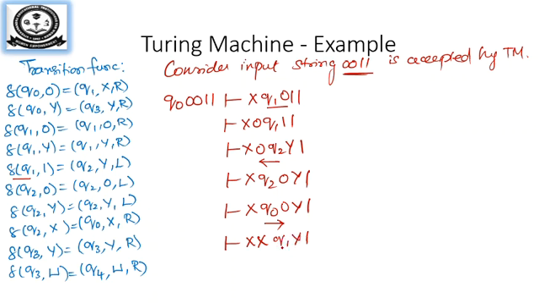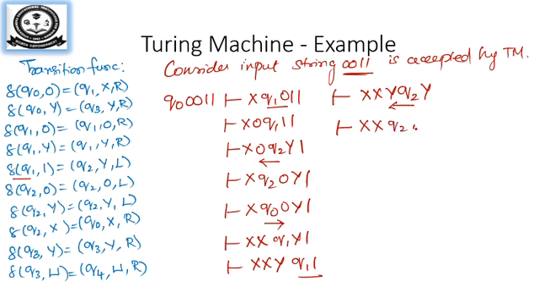So q1 of y 1, again move towards the right direction only. So you will have x x y q1 1. So now it is in this direction. So q1 of 1, you will make it as y and move towards left. So I will write like this: x x y q2 y. Now it has started moving in the left direction. So it still stays in q2 until it encounters x. So x x q2 y y. Now in this direction it becomes x x q0 y y. Now it starts moving towards right direction.